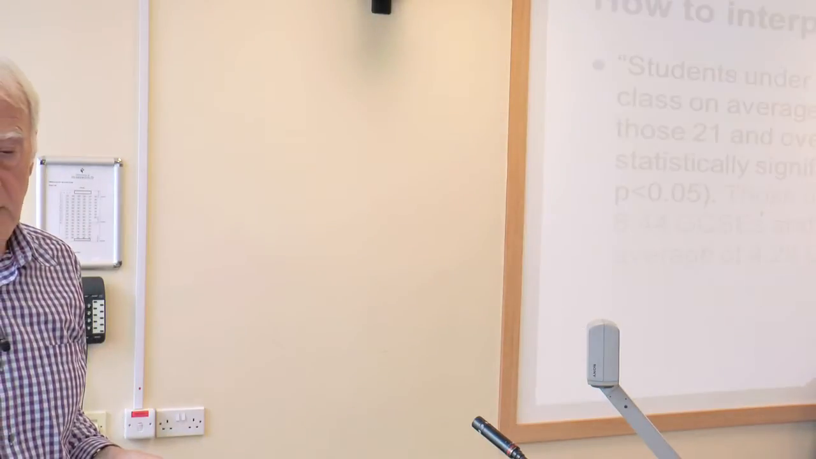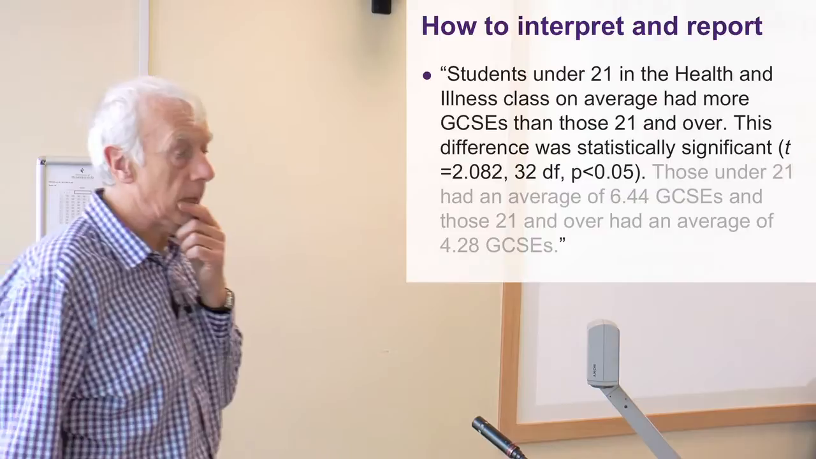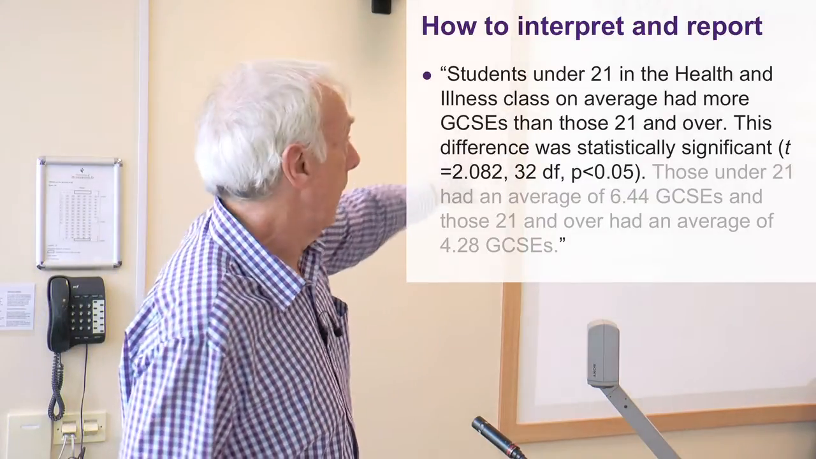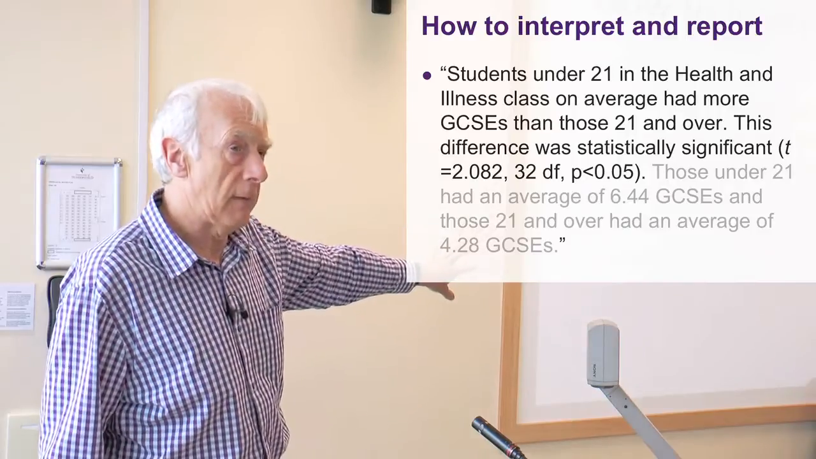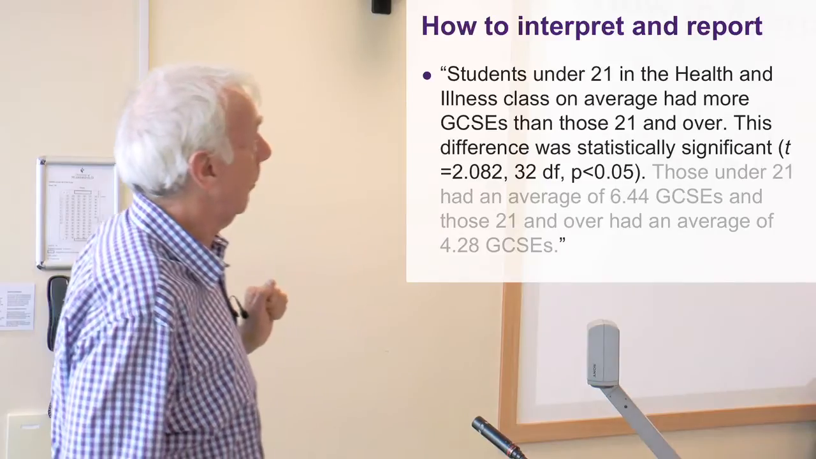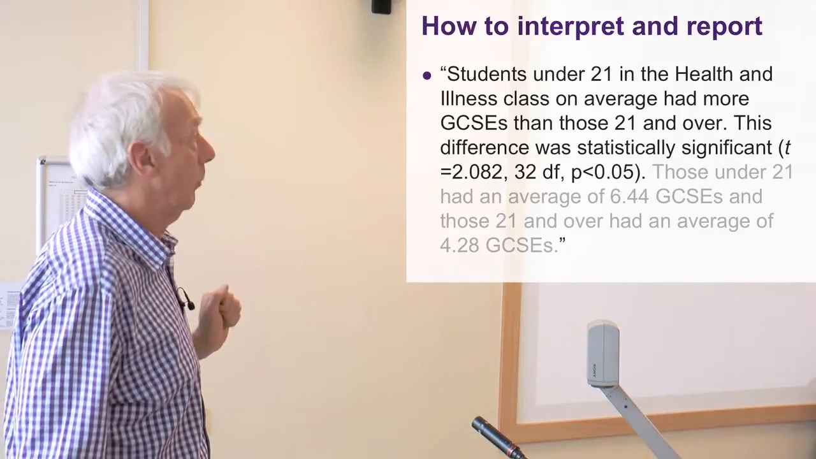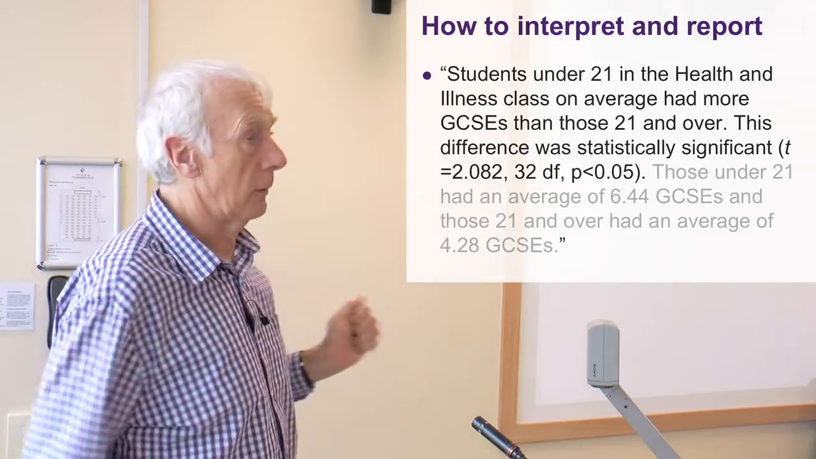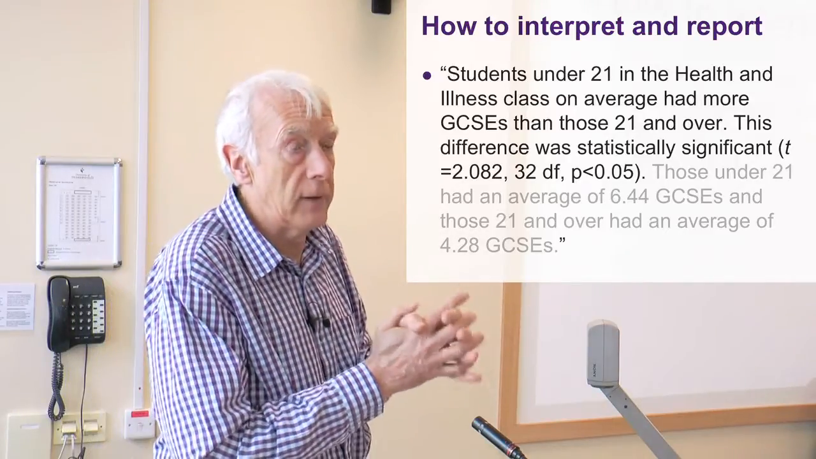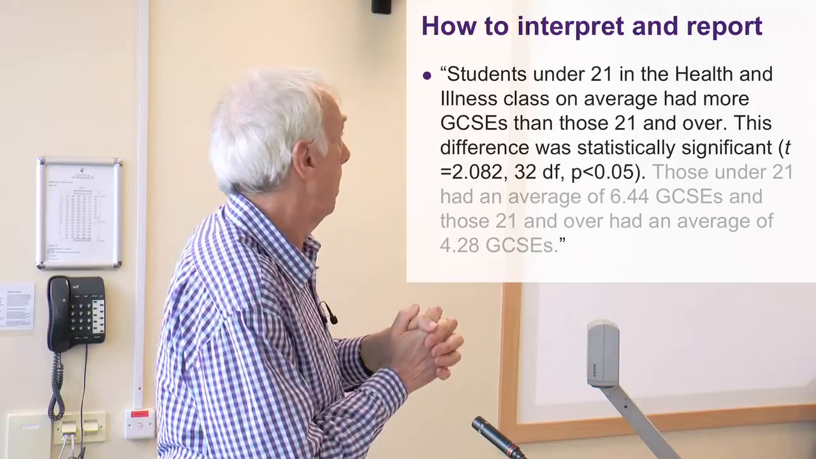Now, just to remind you again how to write that up, how to interpret it. The bit in black is what you definitely need. The grey bit is probably useful to have as well. So first of all, we say what the stats were. Students under 21 in the health and illness class, on average, had more GCSEs than those 21 and over. So that's a very rough explanation of the actual results for that sample, that group.